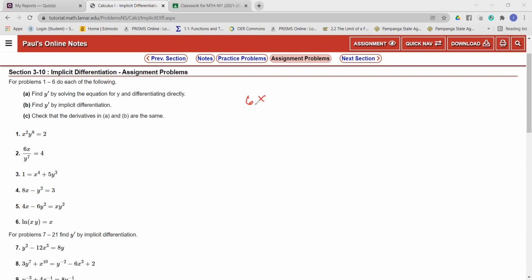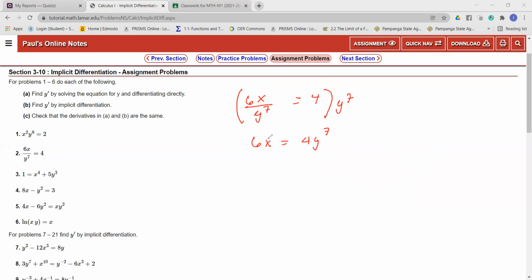6x over y to the 7 equals 4. Actually, pwede ko namang ayusin yan. I can multiply both sides. No? I can multiply both sides by y to the 7. So that I will just be left with 6x equals 4y to the 7. Yan. And then after that, okay, get the derivative.